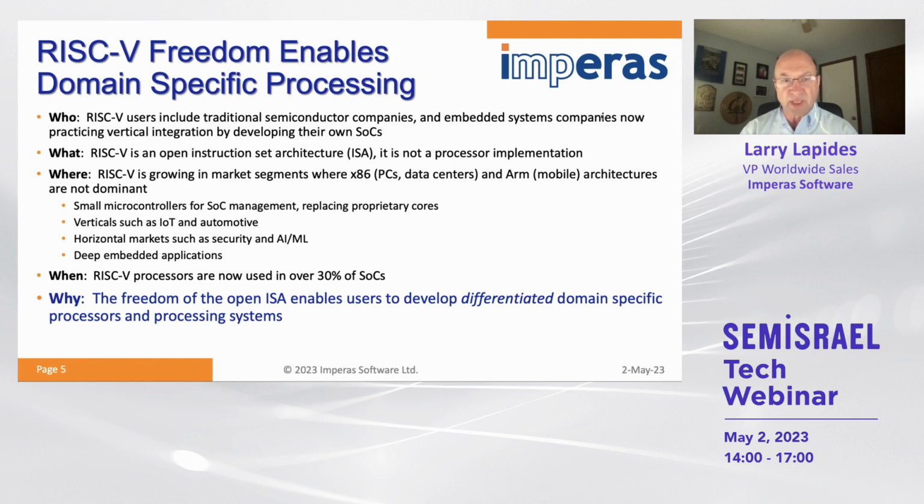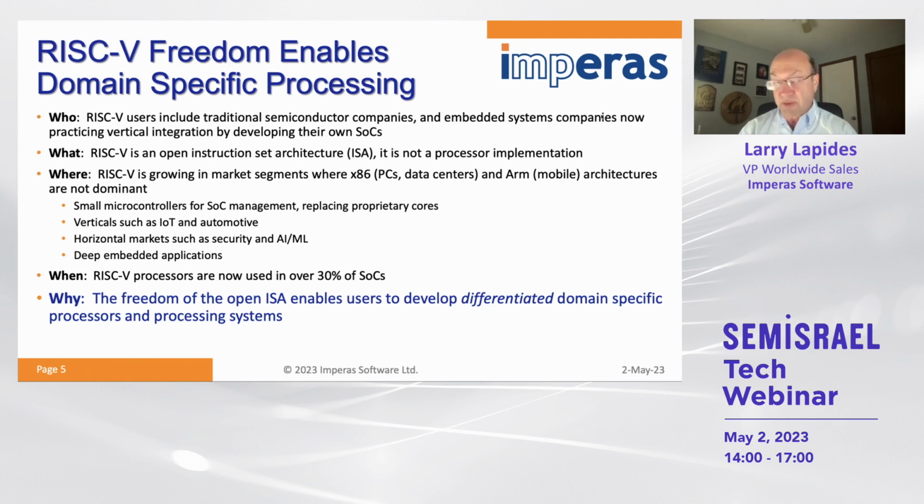So RISC-V is an open instruction set architecture. It is not a processor implementation. And we see RISC-V growing in market segments where x86 and ARM are not dominant. And this could be, for example, small microcontrollers for SoC management, could be vertical markets such as IoT and automotive, could be horizontal market segments such as security and AI, or even deep embedded applications.